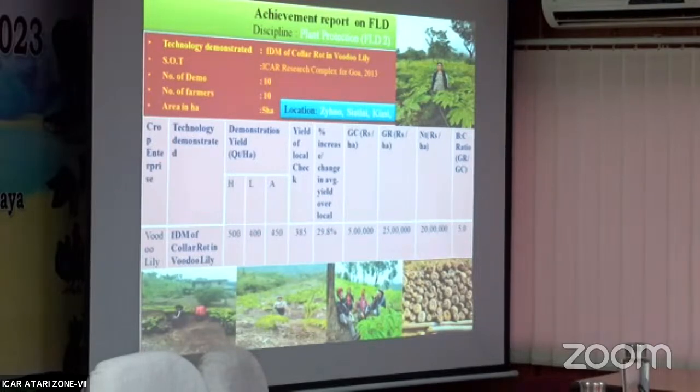The next one is IDM of Polar Road in Voodoo Valley. So Voodoo Valley, in some parts of our district, people are taking it up because it is very profitable. Last year we took up an OFT on this, and now we are taking this up as FLD in part of Zonal, Siatlai, and Yasi villages. As we can see here in the slide, the BC ratio is really high.